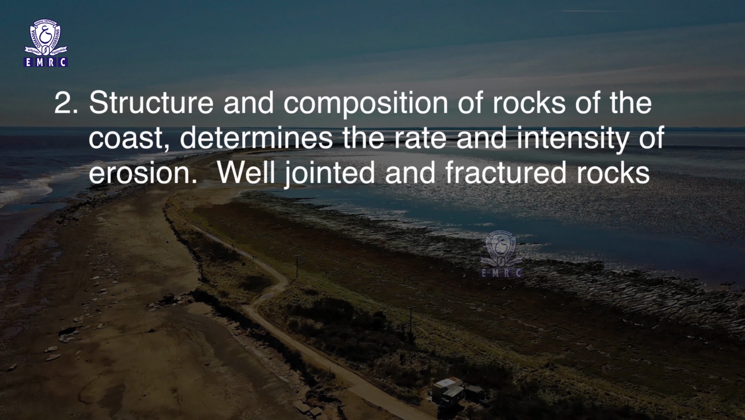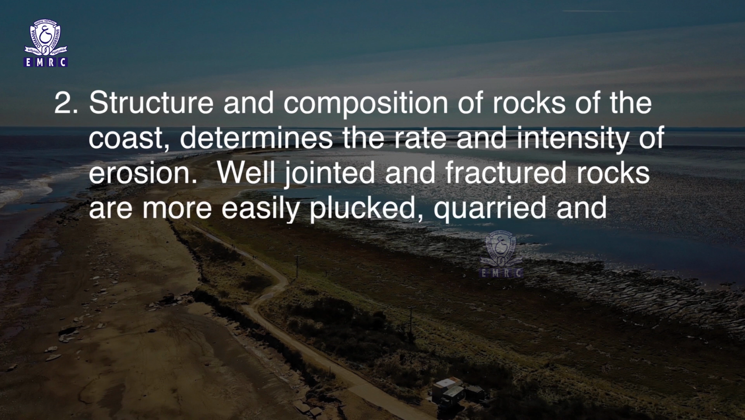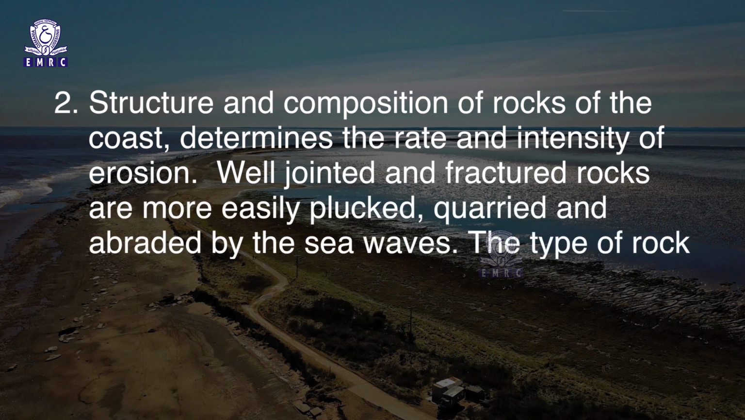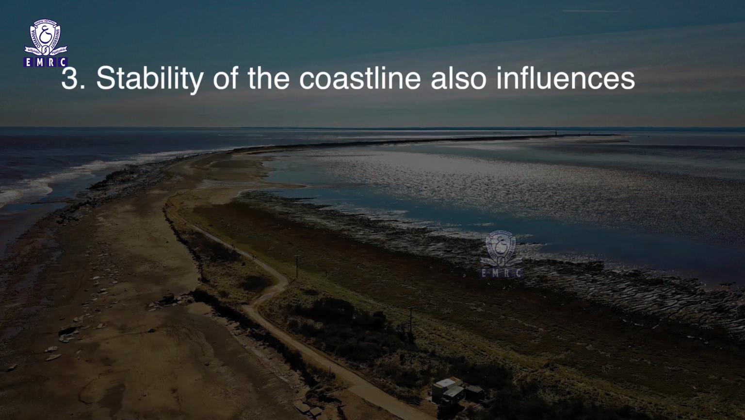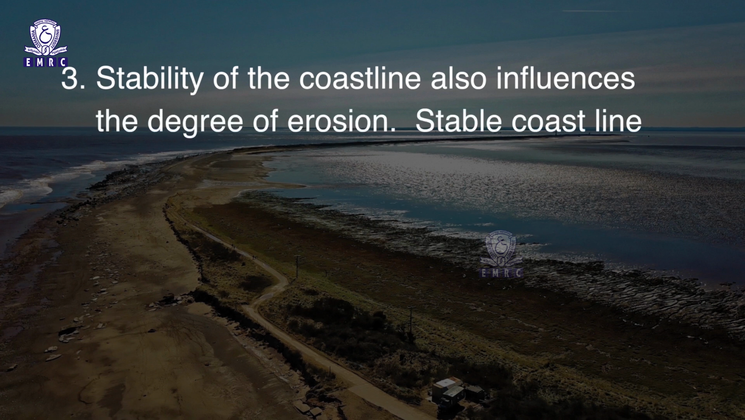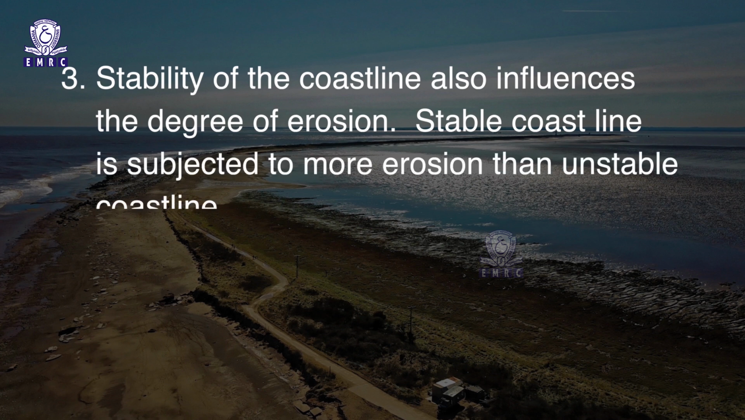Well-jointed fractured rocks are more plucked, quarried and abraded by the sea waves. The type of rock or the lithological characteristic determines the nature of erosion. Thirdly, stability of the coastline also influences the degree of erosion. Stable coastline is subjected to more erosion than the unstable coastline.